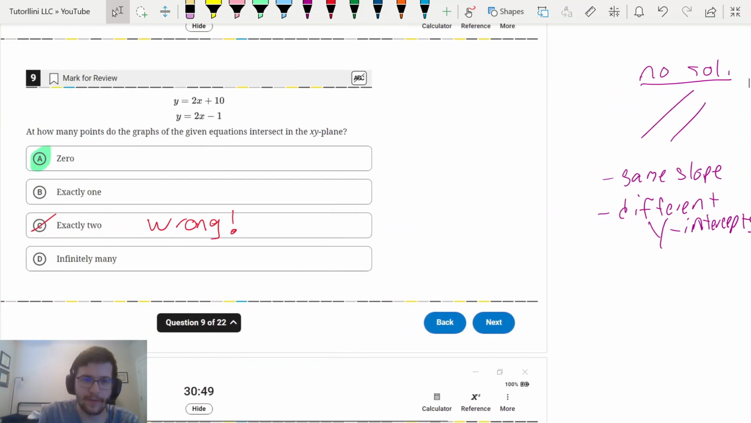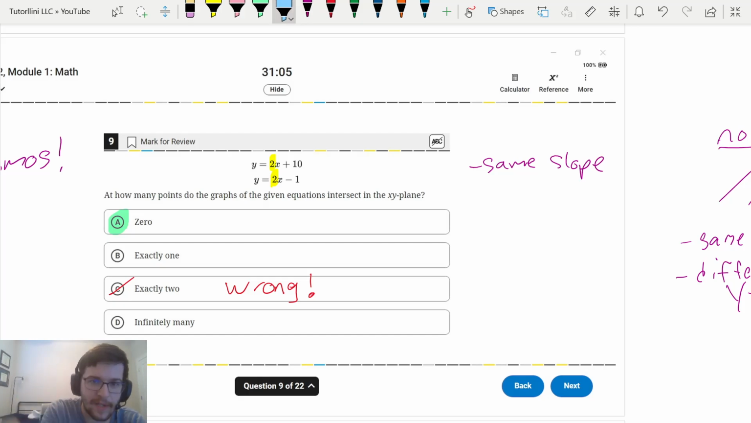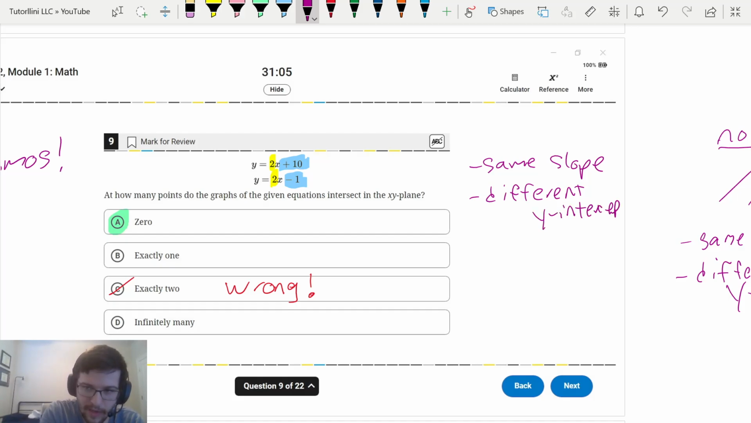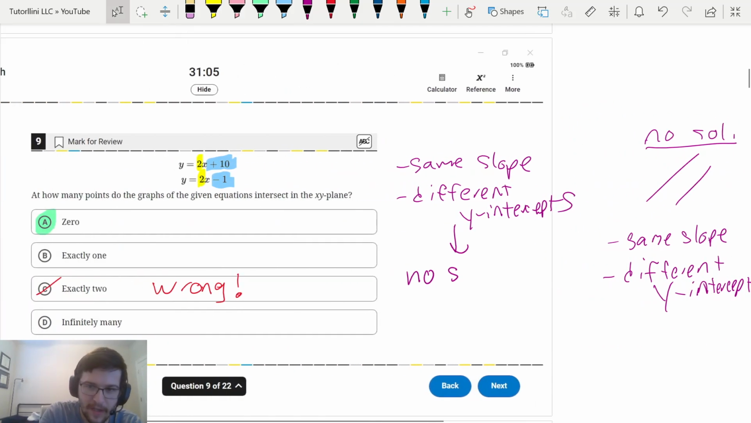So this is how you would do this one by hand. You would recognize that they have the same slope 2. So let me write that down, same slope. But the y-intercept of the top one is 10, and the y-intercept of the bottom one is -1. So they have different y-intercepts. So that means they have no solution based on the table, right? So it says same slope, different y-intercept for no solution.